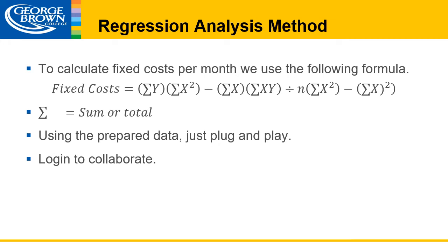Our fixed costs are equal to the sum of the y values, multiplied by the sum of x squared values, minus the sum of the x values, multiplied by the sum of the xy values, so x multiplied by y, all divided by n, which is the number of months or observations in the data set, multiplied by the sum of x squared, minus the sum of x, squared.